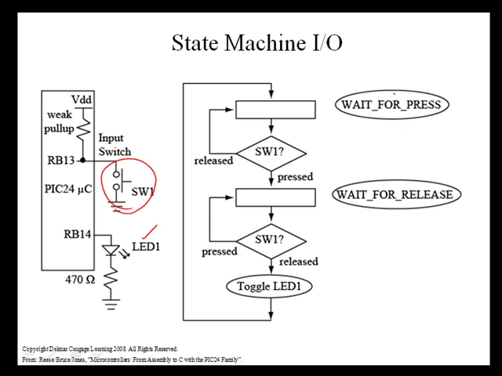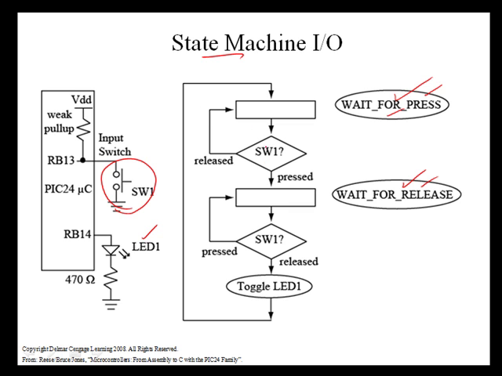The first input event that we want to detect is a press of the switch. The second input event that we want to detect is a release of the switch. In a state machine approach, we'd like to use different states for each input event. So in this case, we're going to describe this state with a name that says wait for press.